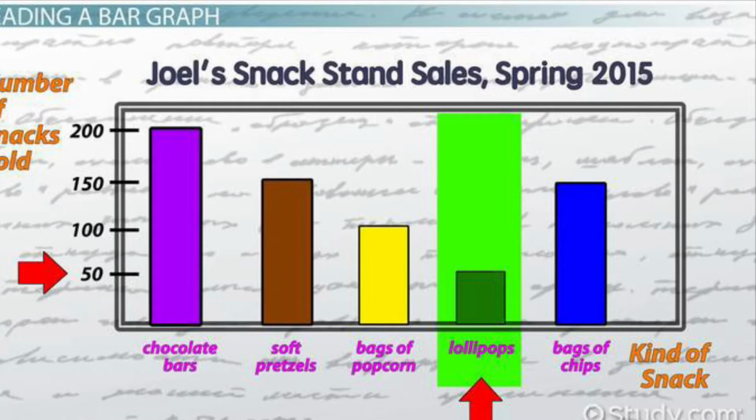So the first column says chocolate bars. And if we followed that up, we would see that he sold 200 chocolate bars. Next column is pretzels, and he sold 150 pretzels. The next column says bags of popcorn. How many bags did he sell? Yep, 100. What's the next column? Lollipops. And he sold how many? Yup, 50. The last column is bags of chips, and how many did he sell? 150.